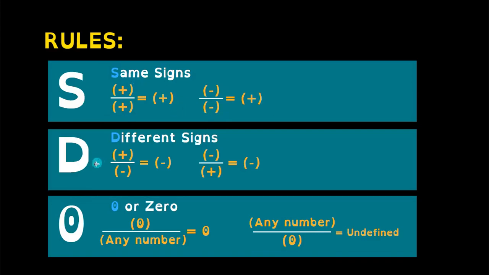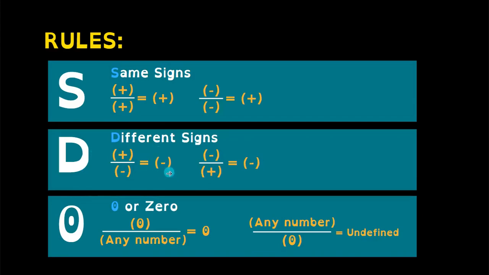Next, different signs. When two numbers with different signs are divided, the quotient is always negative. So, for example, we have a positive integer divided by a negative integer, that is negative. Negative integer divided by a positive integer, yan po ay negative. So, basically speaking, different sign, negative results.